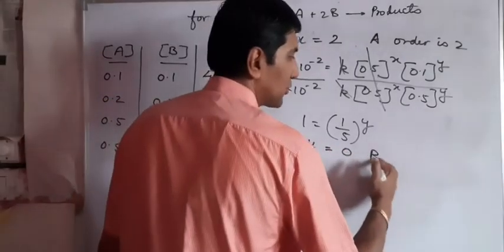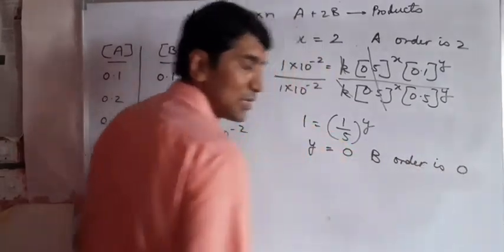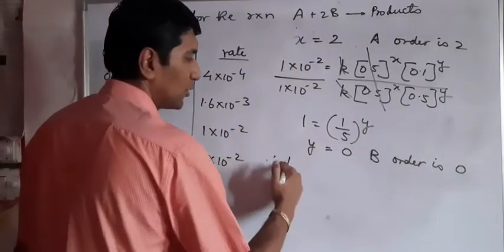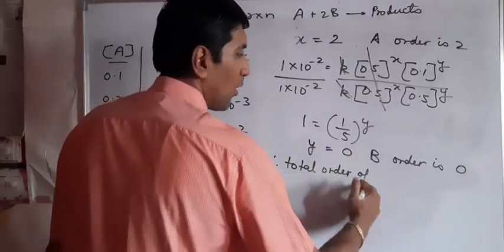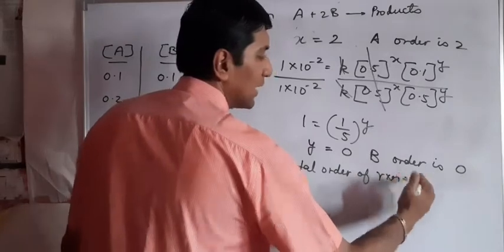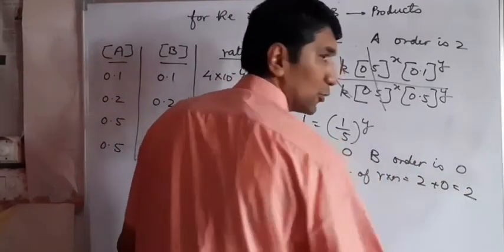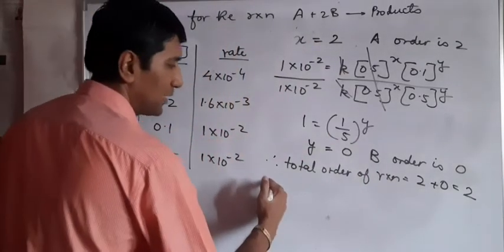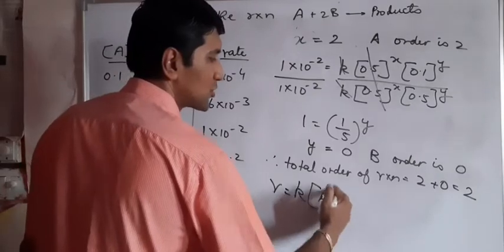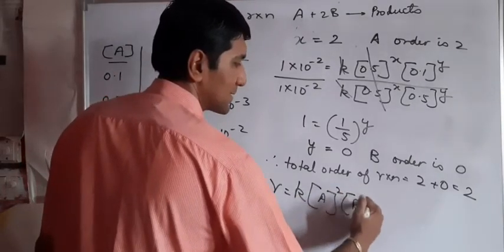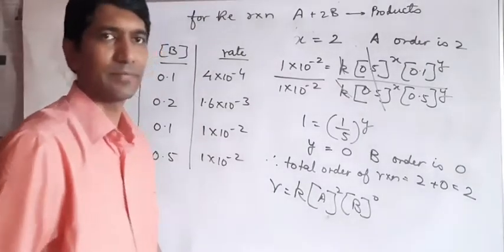So with respect to B, the order is 0. So therefore total order of reaction is equal to 2 plus 0, which is equal to 2, and the rate law which will be written for this particular reaction will be shown as this. This is the rate law for the particular reaction.